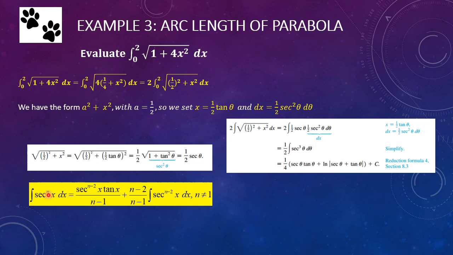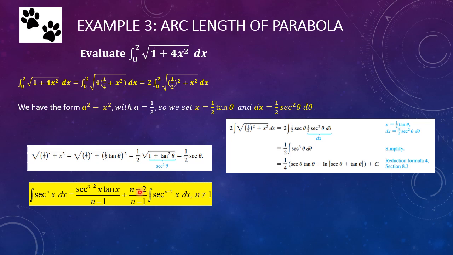Secant to the nth power x is equal to secant to the n minus 2 x tangent x over n minus 1, plus n minus 2 over n minus 1 times the integral of secant to the n minus 2 power x dx. And so this becomes simply 1/4 secant theta tangent theta, because 3 minus 1 is 2, and that comes out to the front, plus the natural log of secant theta tangent theta plus c. Okay, how do we get there?